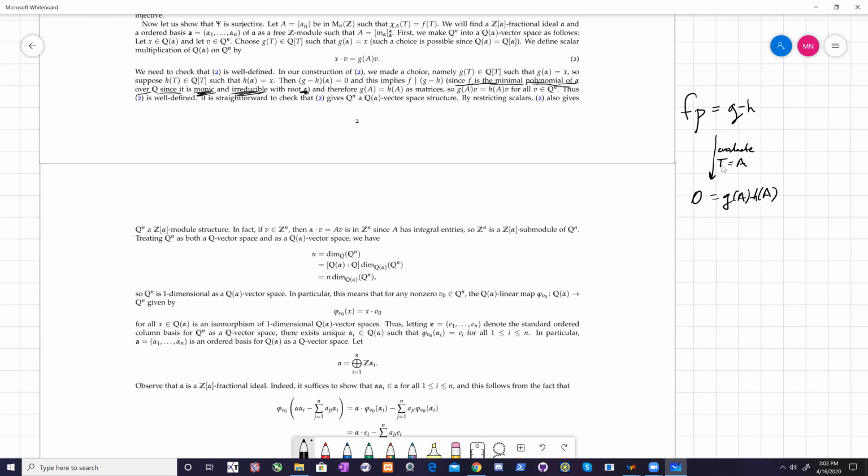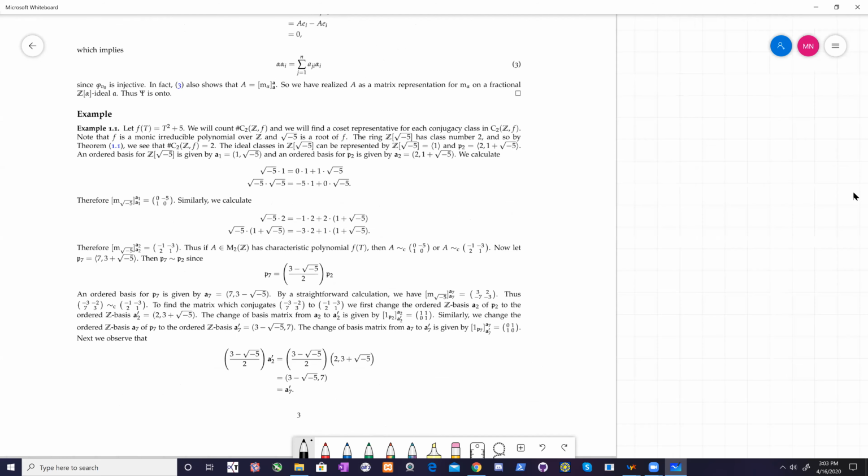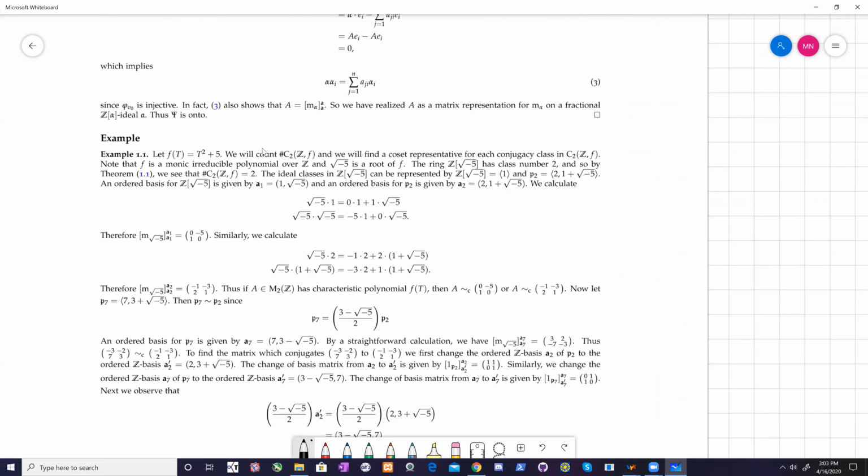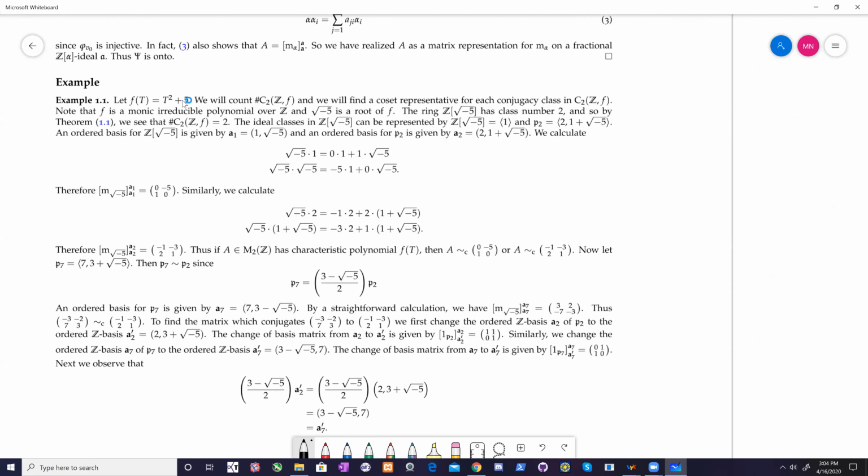So let us look at an example and see how this applies. Let f(t) be equal to t^2 + 5. This is obviously irreducible over Q, and square root of negative 5 is a root of this guy here. So what we want to do is count the number of conjugacy classes of matrices with entries in Z whose characteristic polynomial is f. That's what we want to count. Not only are we going to count that, but we're also going to find the coset representative of each conjugacy class.